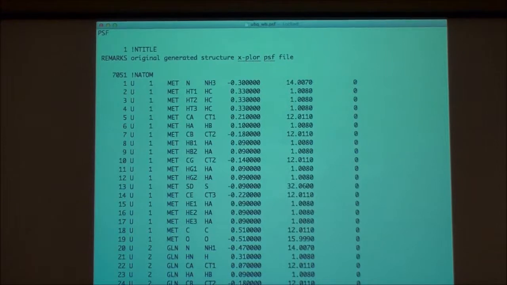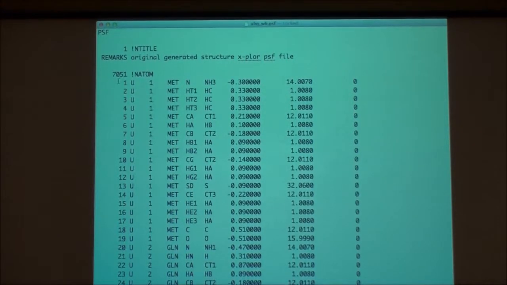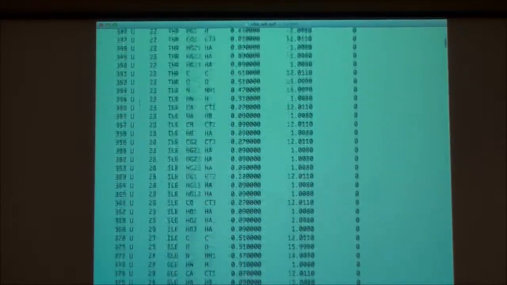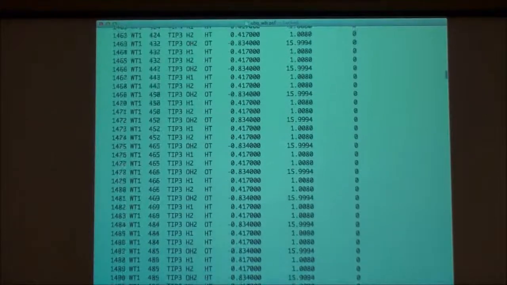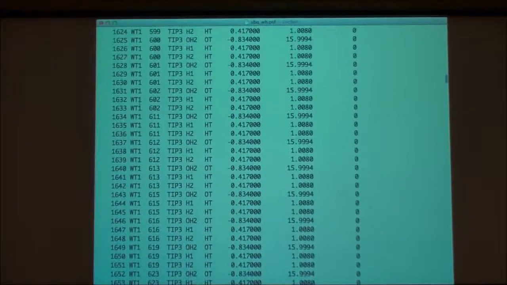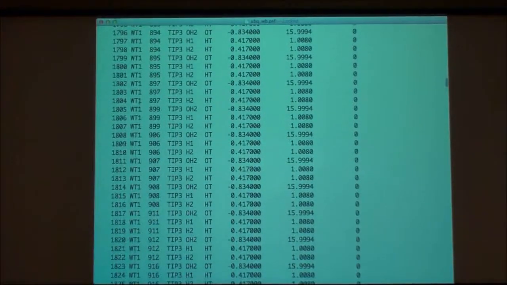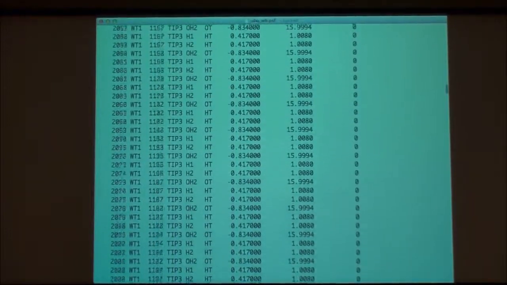Later, you have the information about the bonds. You see, for each atom, we define an index here. And then later, in the next block, we use these indices to define the number of bonds and the number of angles that are present in the system. So we can break one of those bonds very easily by just coming to the PSF file.